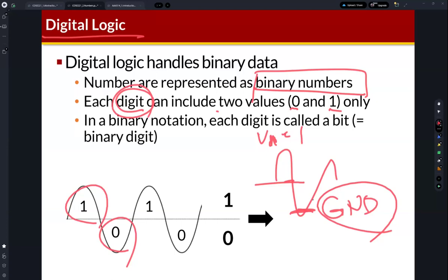In the decimal number system, each digit can represent 0 to 9, so 10 different kinds of numbers. But in the binary number system, each digit can include only two kinds of numbers, 0 and 1. So it's similar to the digital signals or digital concept. That's why we use binary number systems in digital systems. So all data and all signals are represented as binary numbers in digital systems.